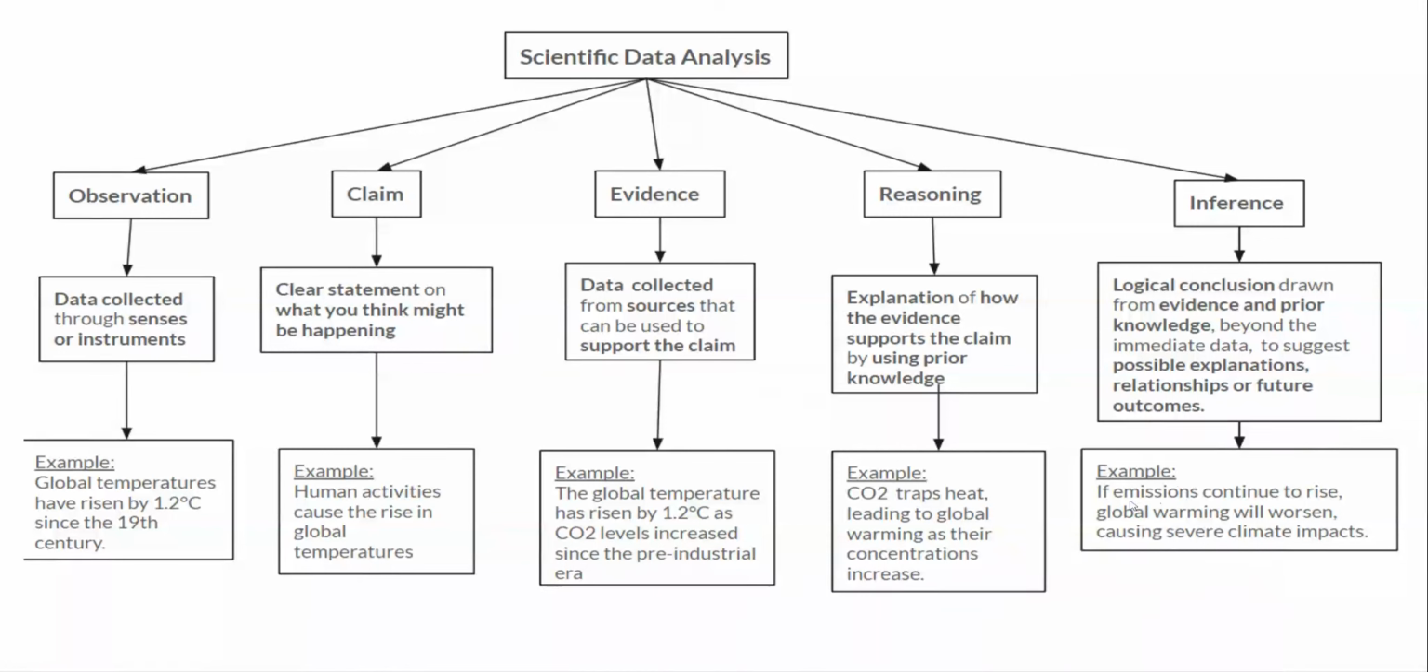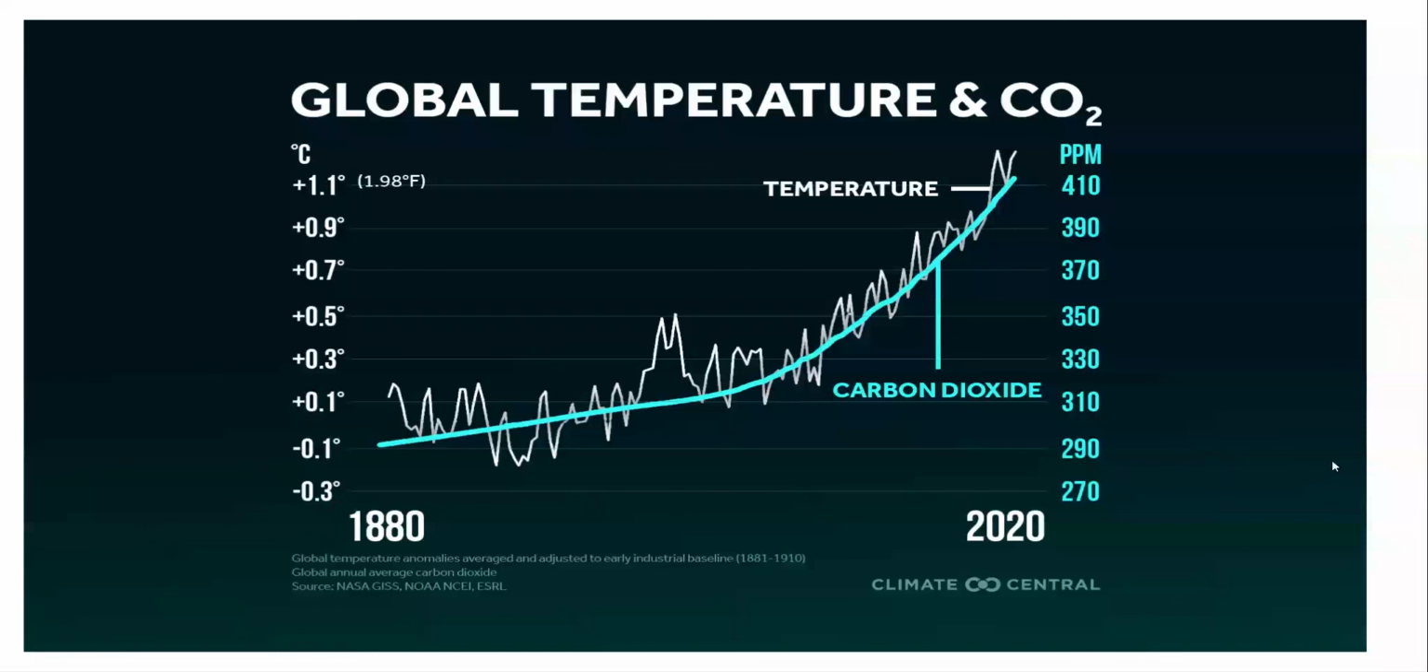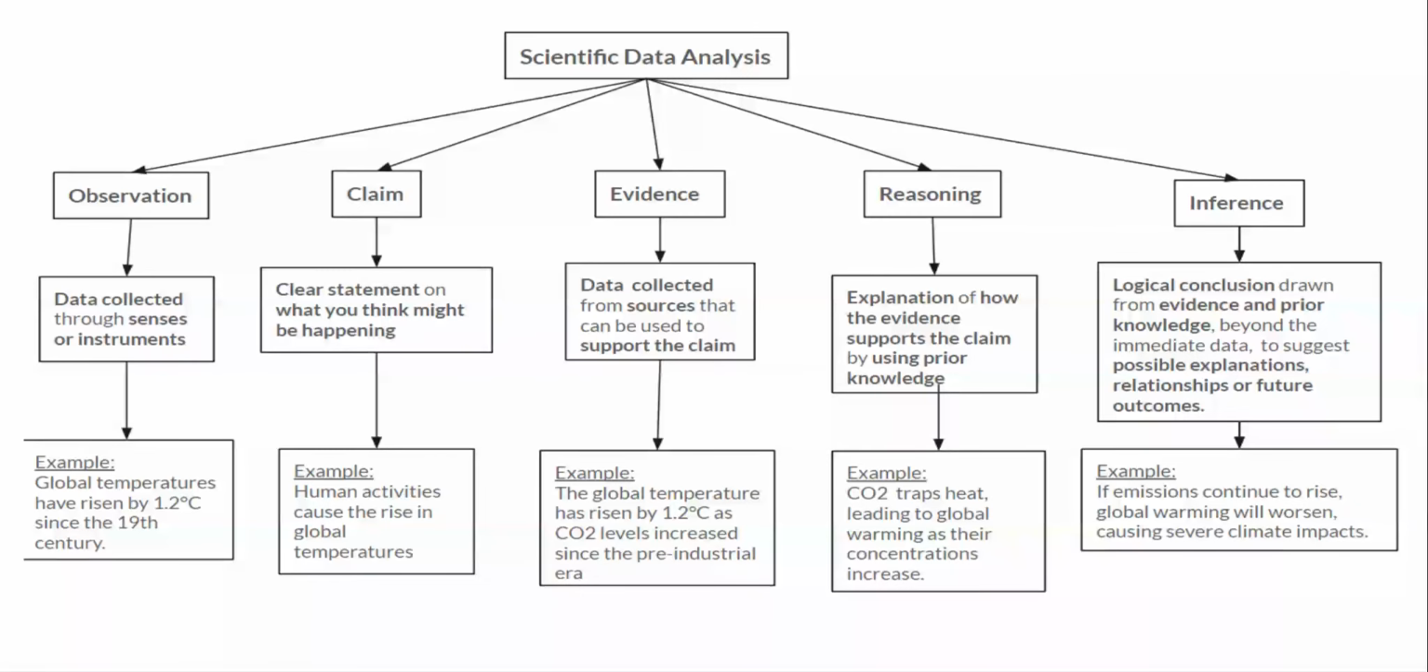In this example, we can say if emissions continue to rise, global warming will worsen, causing severe climate impacts. I see that there's a pattern of temperatures rising, so maybe it will continue to rise because we are still emitting lots of carbon dioxide. That's the prediction or the inference that we can make. We can also infer that it can be causing severe climate impacts because we're seeing it today already. As the temperatures are rising, we're getting lots of hurricanes, even droughts in some areas, and that can be severe.